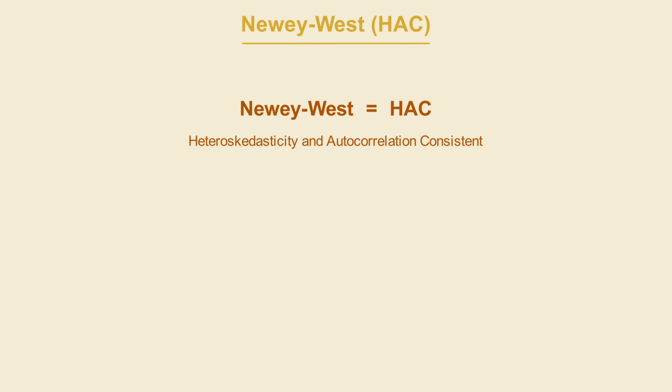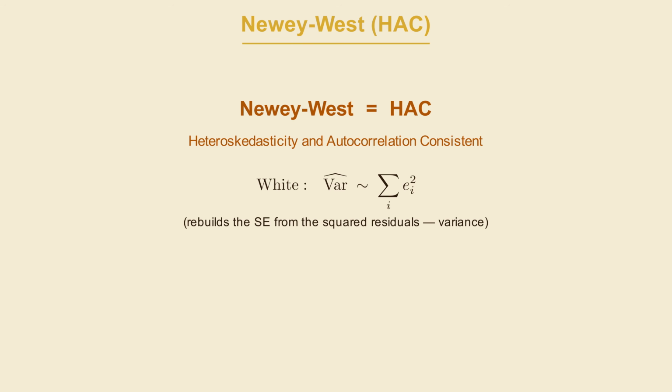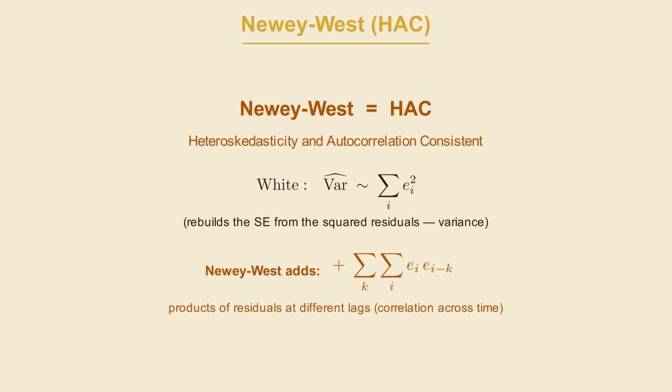Now we've actually seen half of this idea already. Back when we covered heteroskedasticity, we used White robust standard errors. Those fix the case where the error variance changed from observation to observation by building the standard error out of the actual squared residuals instead of assuming one constant variance. Newey-West takes the same idea and extends it. On top of letting the variance change, it also lets the errors be correlated with each other across time. So instead of just using the squared residual, it also adds in the products of residuals at different lags. Those are the pieces that capture how this period's error relates to the earlier period's errors. Correlations between nearby periods get more weight, and correlations further apart get tapered down toward zero.